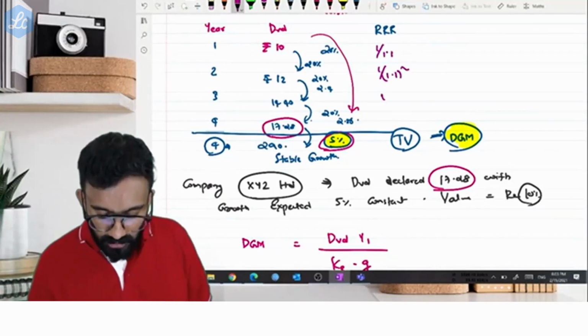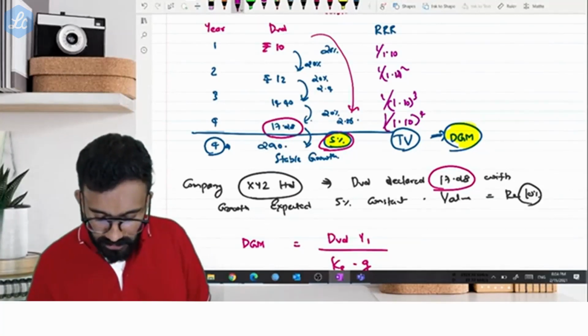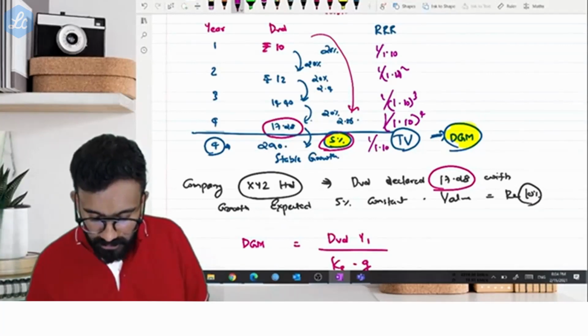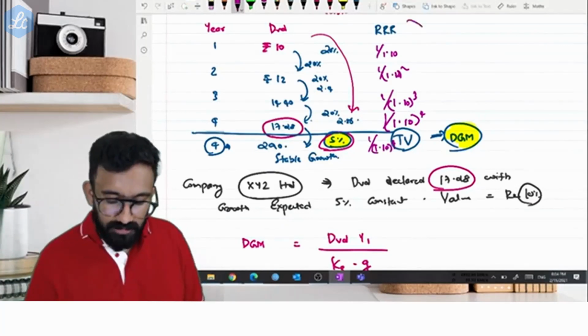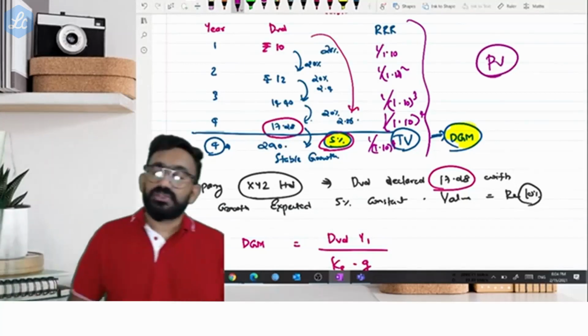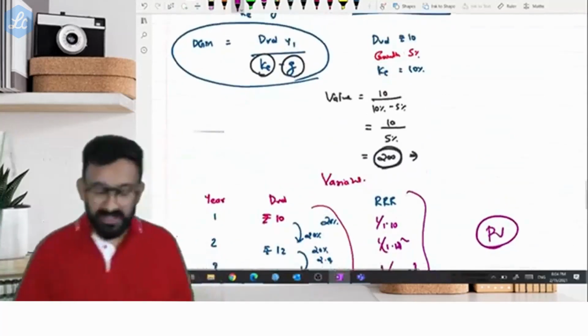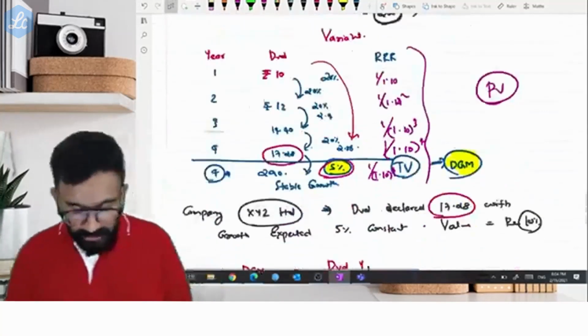Then you have to discount all of this into 3, 1 divided by 1.10 power 4. Here also it is at the end of year 4. So if I discount all of this by using this discount rate, I'll get a present value that will become the value. There are multiple questions I've done in the recordings on this particular aspect, so it's very important that you understand this.